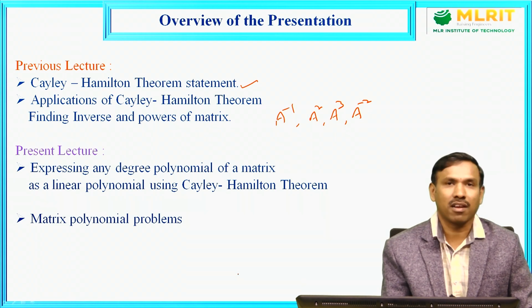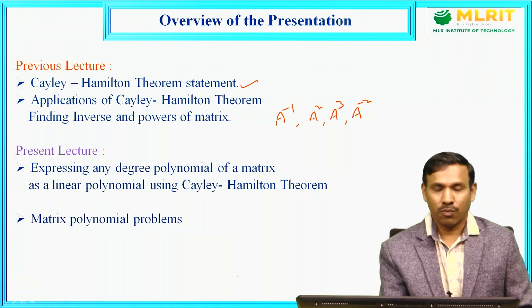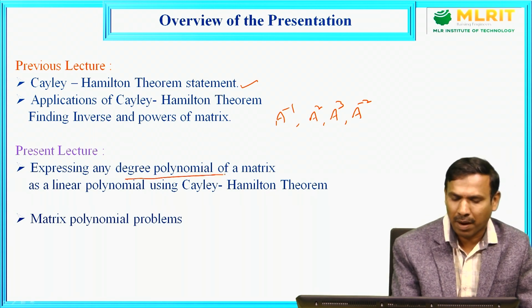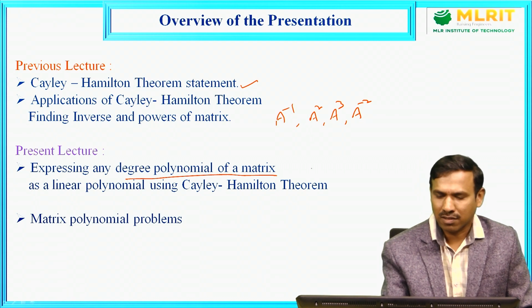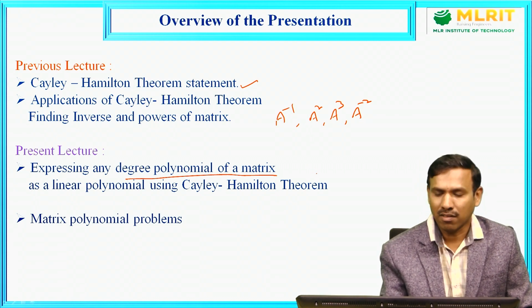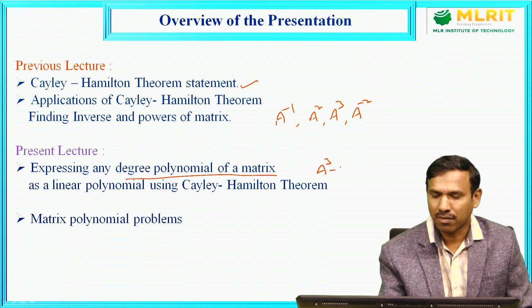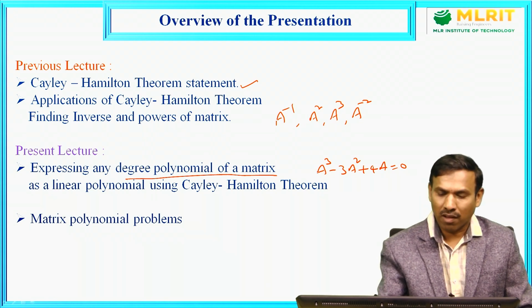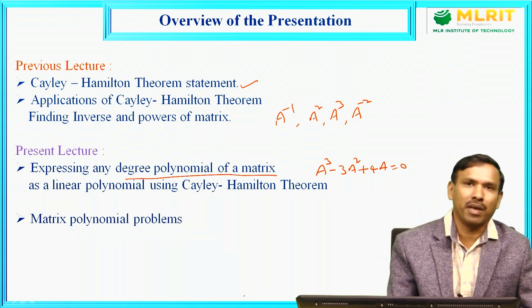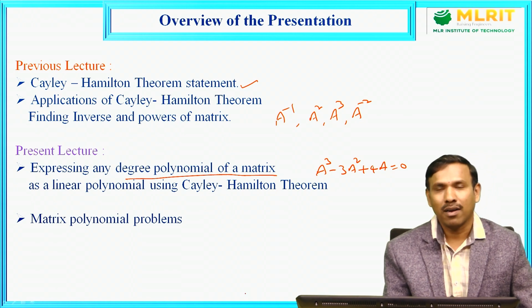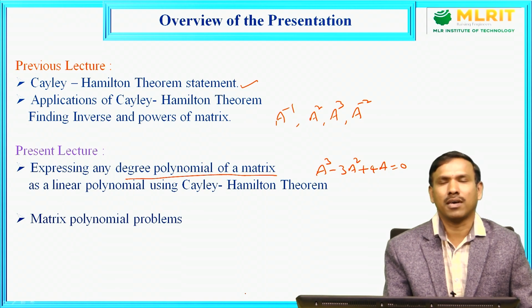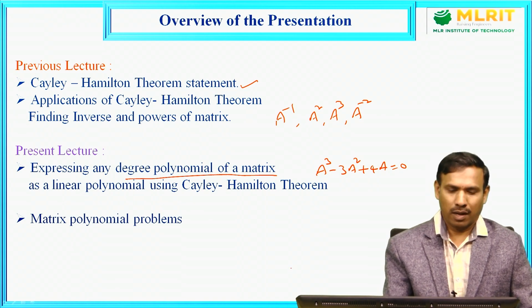That was done in the last class, and in the present lecture we are going to do some more applications, such as the polynomial degree of a matrix. Sometimes an expression will be given for a matrix, in terms of A cube minus 3A square plus 4A. Then questions will be asked on this expression: express it as a linear polynomial, or find A power 8, or express it in some other form. All of these are applications of the Cayley-Hamilton theorem. Let us do the problems on this.